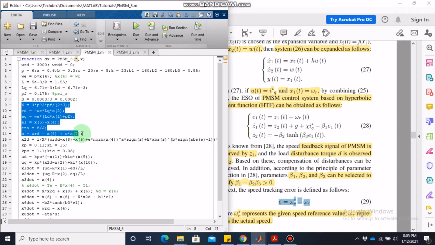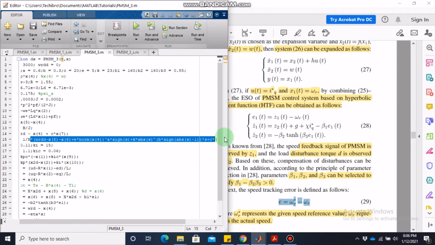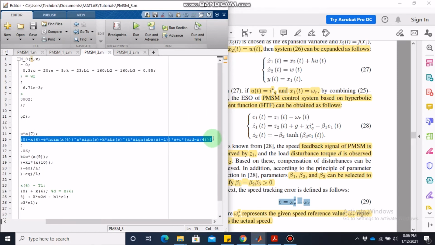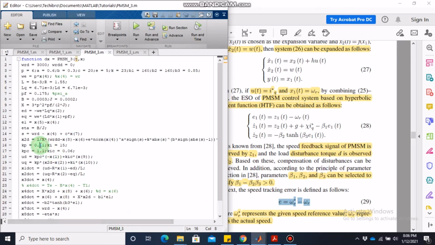Then the sliding surface is omega desired minus omega plus C times x7, which is the integral of the error between the omega desired and omega. So if you look at x7, the derivative of x7 is equal to the error, which means that x7 is the integral. This is the main equation of the control, because the desirable value of IQ is sort of like the whole controlling part.